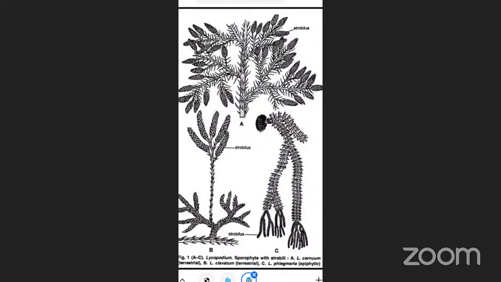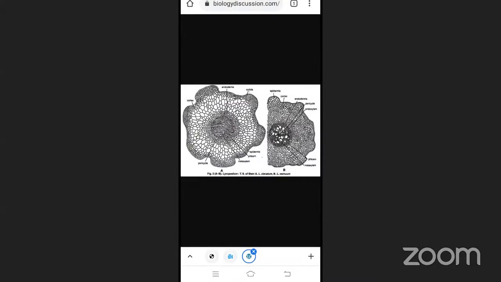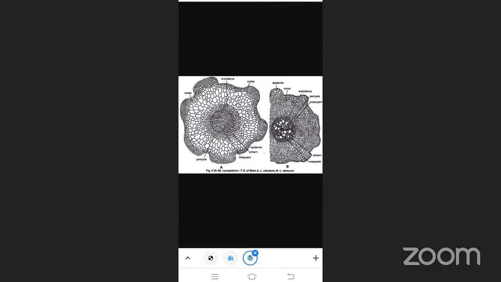Next is the internal structure. What is the internal structure here? We can see the stem structure. Here we see the anatomy, the transverse section of the stem. We have this Lycopodium stem in the practical section also. You will do the transverse section of the stem in the practical session, and some slides are also there.